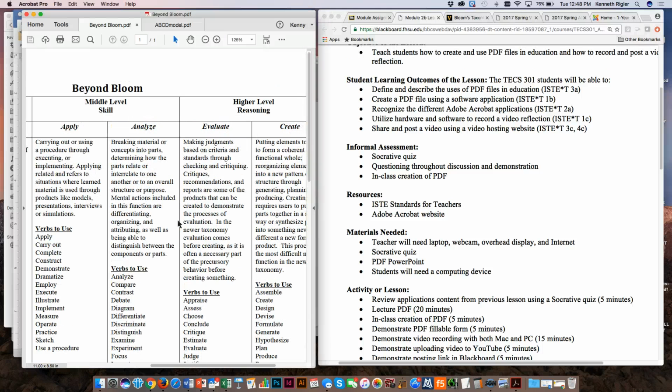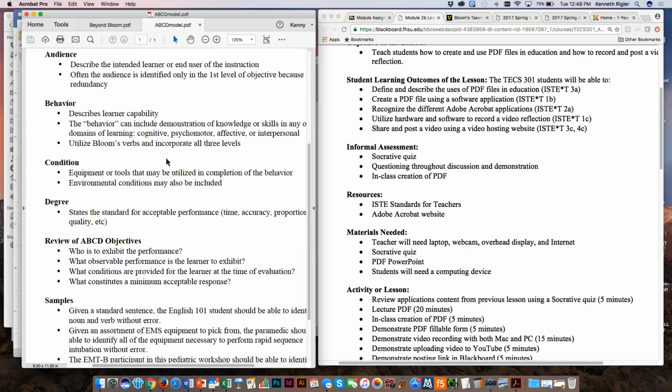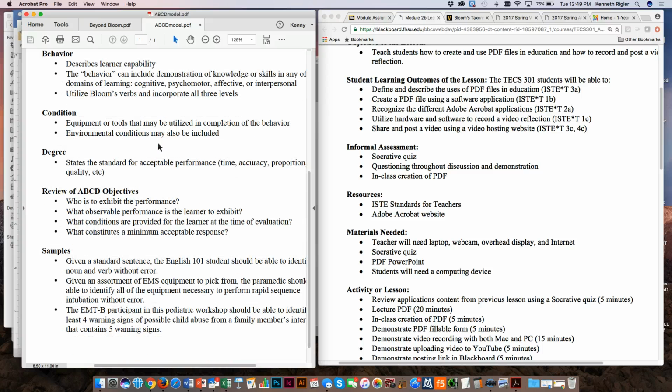Okay. So this refers back to, if you're following the ABCD model, as you're using these Bloom's taxonomy verbs, we have the different behavior. So you're describing the learner capability and what they are going to be doing. Again, using all three of those. The condition is the equipment or tools that may be utilized in completion of the behavior. So the condition might be using the Adobe Acrobat applications, do this. Okay, so the condition is kind of creating the context, if you will, under which it happens. And then the degree states the standard for acceptable performance. So how well do you want students to do this?